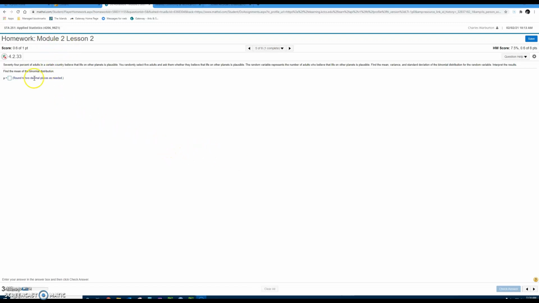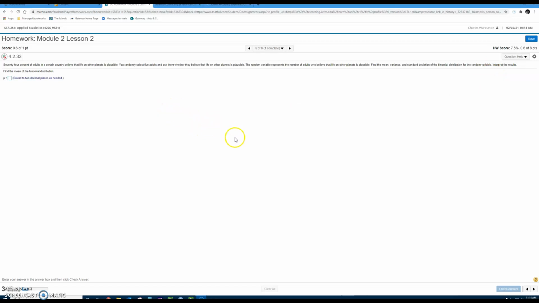In Module 2, Lesson 2, it says this: 74% of adults in a certain country believe that life on other planets is plausible. You randomly select 5 adults and ask them whether they believe that life on other planets is plausible. The random variable represents the number of adults who believe that life on other planets is plausible. Find the mean, variance, and standard deviation of the binomial distribution for the random variable and interpret the results.